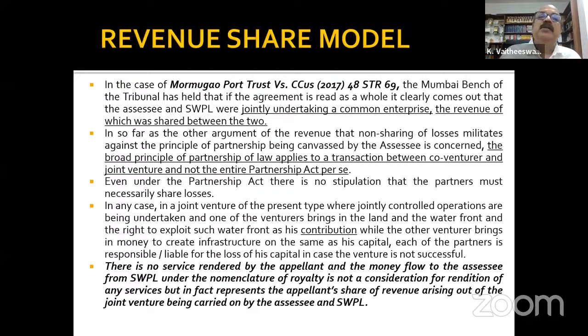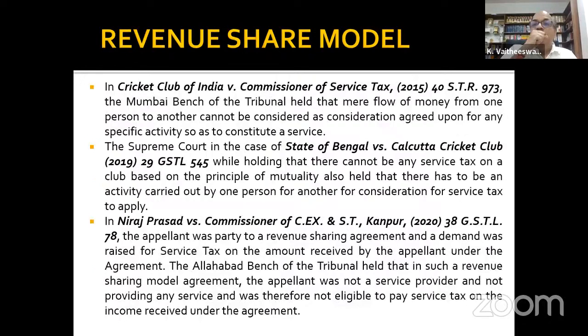One decision is the Mormugao Port Trust of the Mumbai bench, where it was a case of a revenue share kind of a transaction, where two parties jointly undertook a common enterprise. I'm not trying to say this is a joint venture. I'm trying to say there's a revenue share. There, the court held that there is no service rendered, and the money flow in the name of royalty is not the consideration for rendition of any service, but represents the appellant's share of revenue arising out of the venture carried by the parties together.